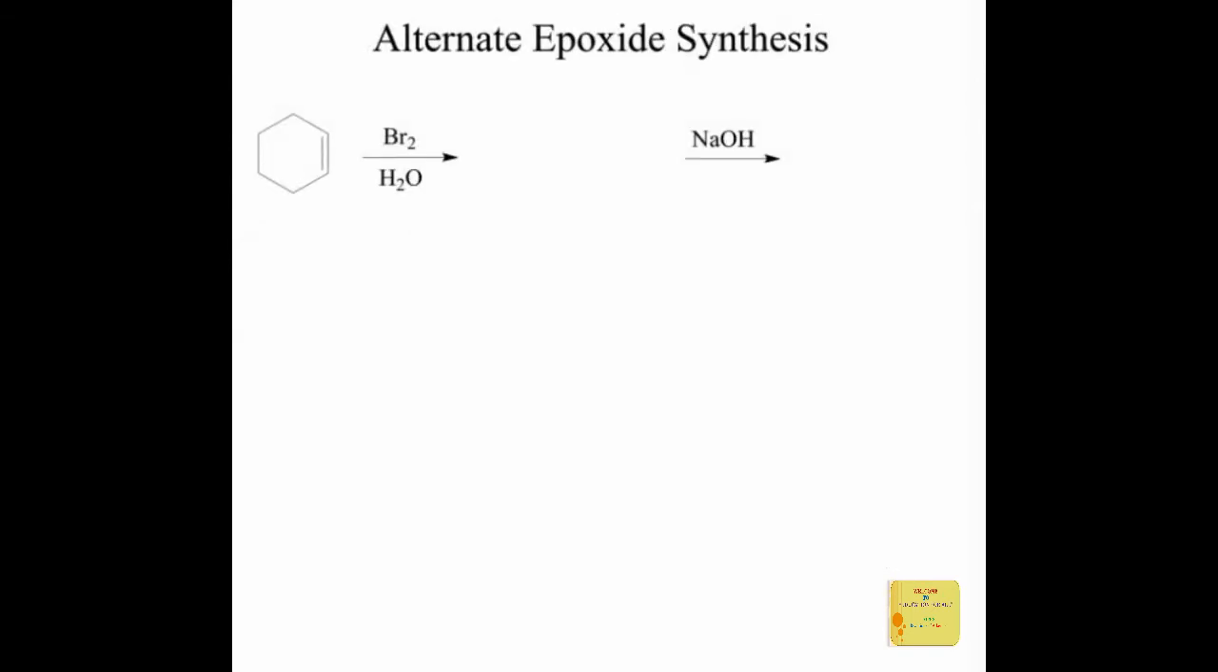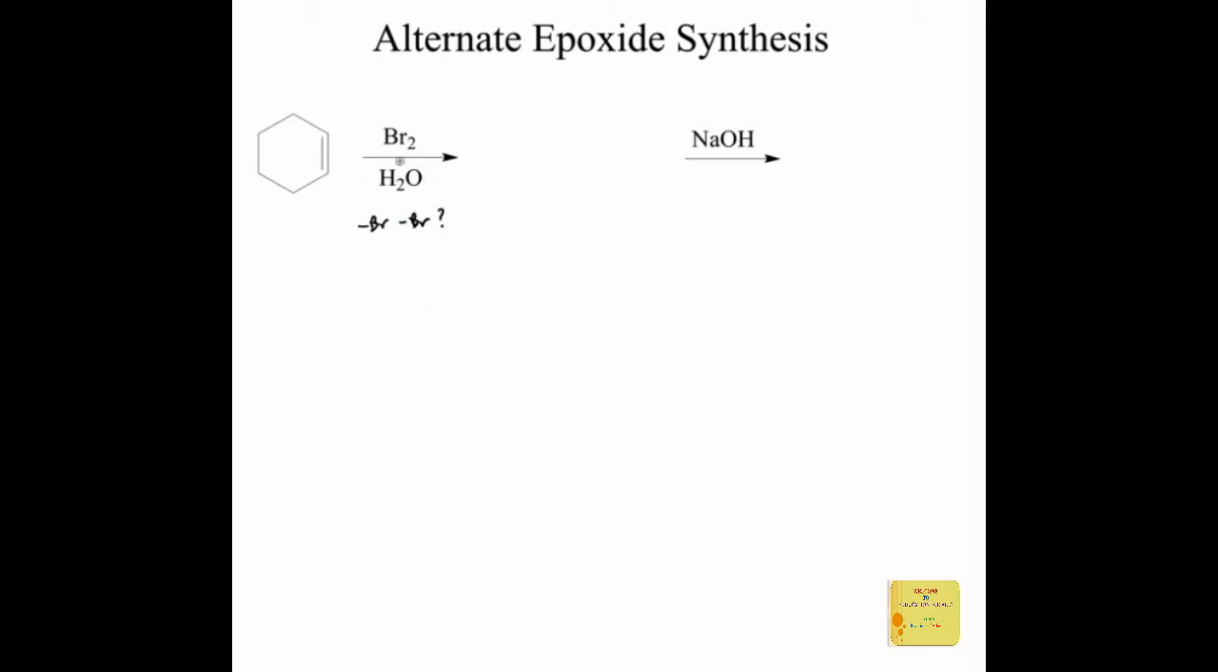Let's look at another way that we can make an epoxide. What would happen if we took an alkene and we reacted with bromine and water? Well, I know that bromine always makes that bromonium ion. So would this add a bromine and a bromine?